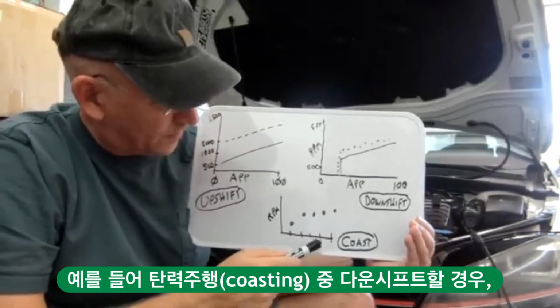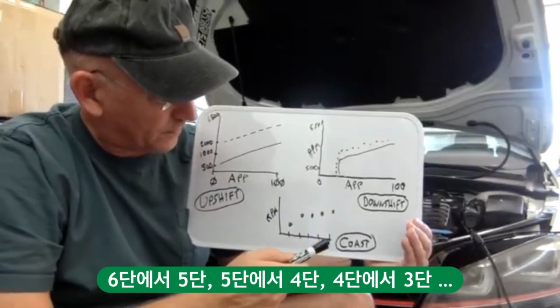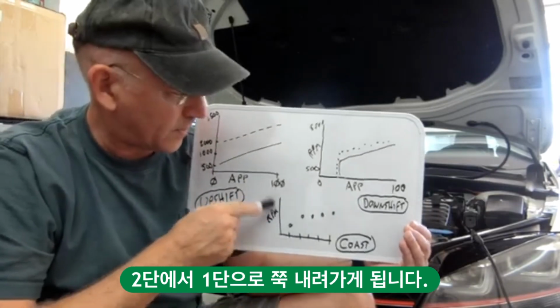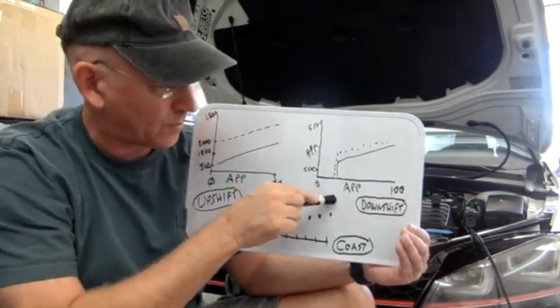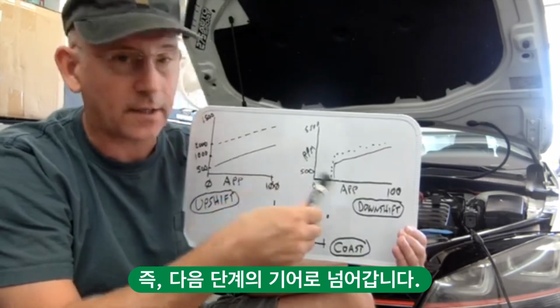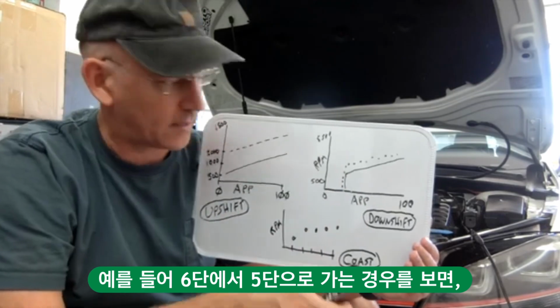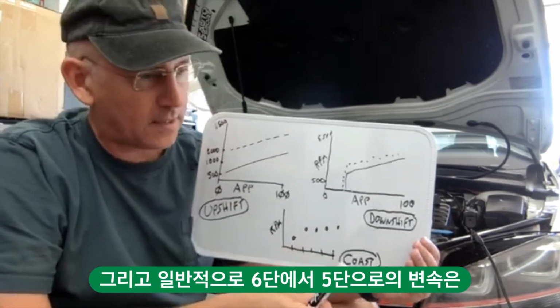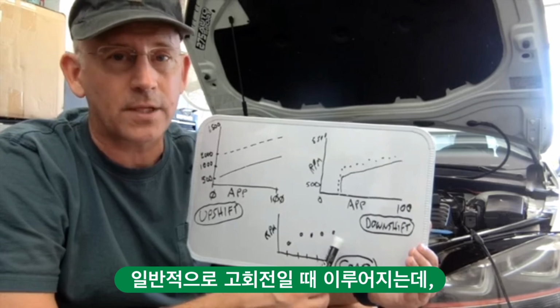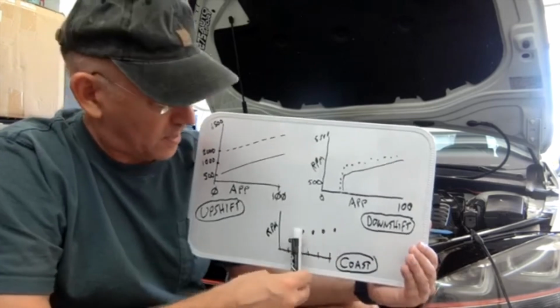For the coasting downshift, you've got 6th to 5th, 5th to 4th, 4th to 3rd, etc., down to 2nd to 1st. And then you've got the engine speed over here. So as the engine speed comes down, once it hits that designated engine speed, it's going to shift down into the next lower gear, from 6th down into 5th. And generally what you see is that 6th to 5th is going to be one of the higher engine speeds when it's going to downshift.